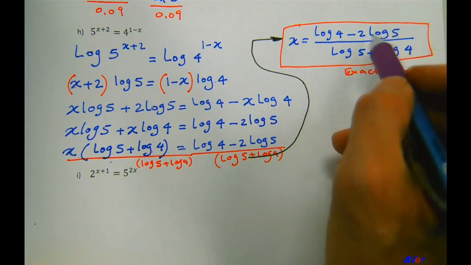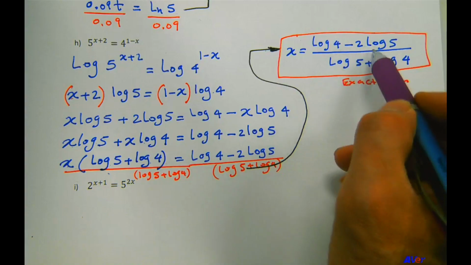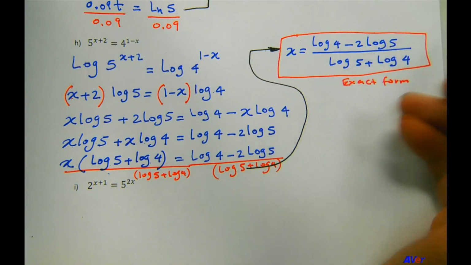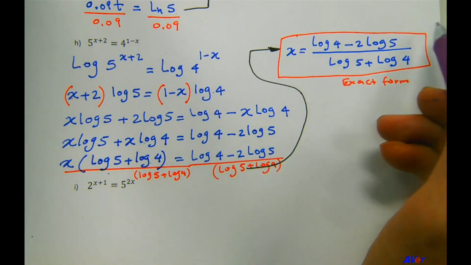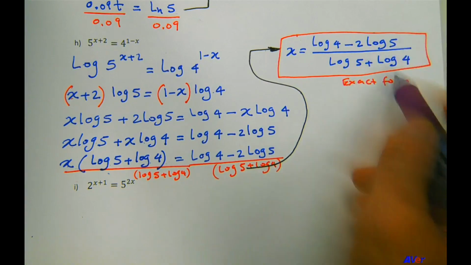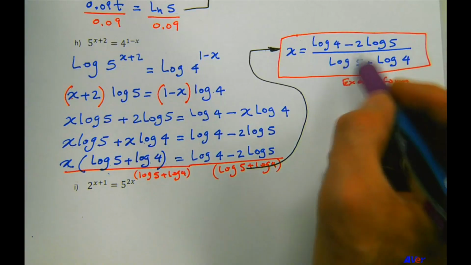You can use some of the logarithmic properties we've learned to write this in different ways. For example, write this as log of 4 minus log of 25, right? You could do that too. But this would be an exact form. And you don't want to make this complicated.